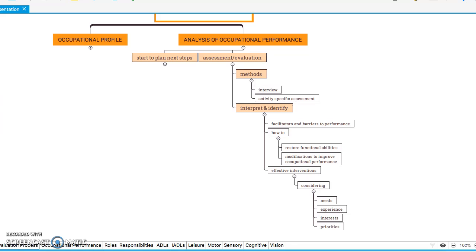In the assessment and evaluation, there are methods you can use, such as interview and activity-specific assessments. You can interpret and identify their facilitators and barriers to performance. You need to know how to restore functional abilities, modifications to improve occupational performance, and effective interventions consider their needs, experience, interests, and priorities.